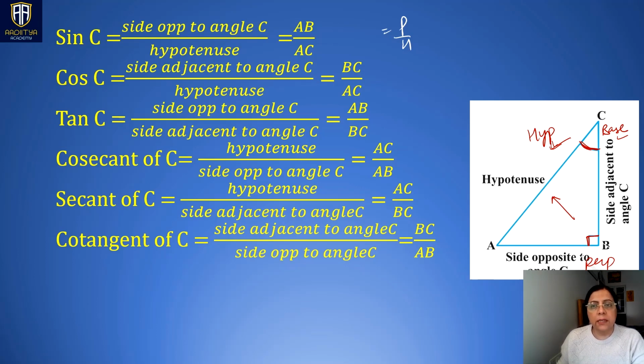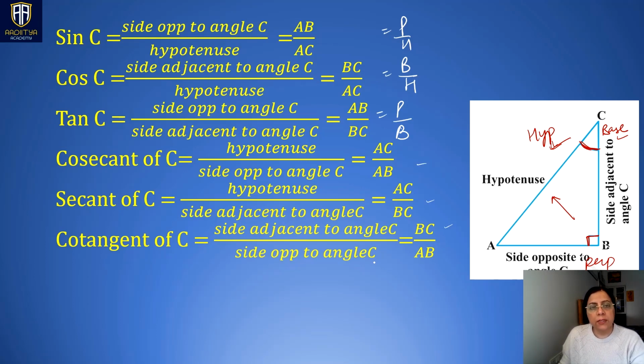Cos is side adjacent to C, which is also called base, upon hypotenuse, which is BC over AC. Then we have tangent of C, or tan of C. It is side opposite to angle C, which is perpendicular AB, upon side adjacent to angle C, which is also called base. So P upon B. And these three are exactly the reciprocals of the above three. So this is how we define.